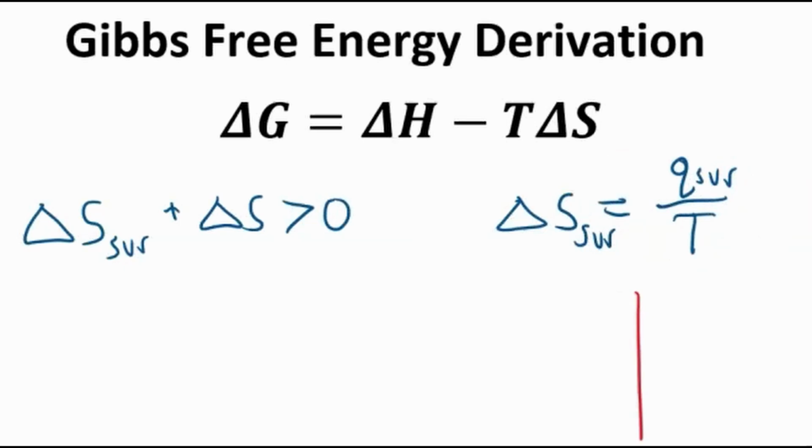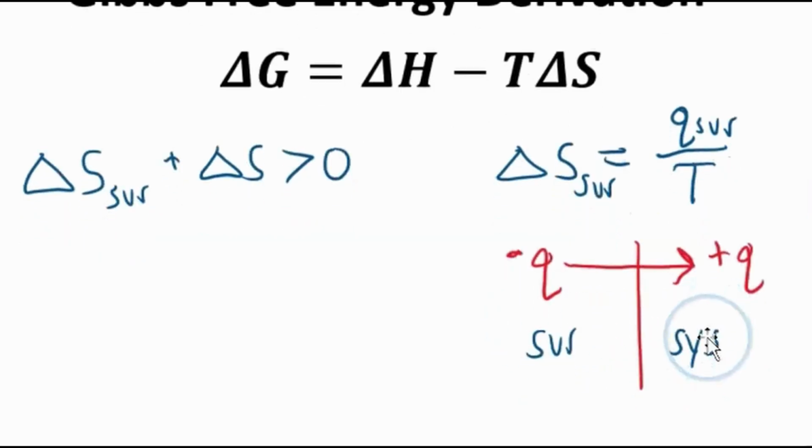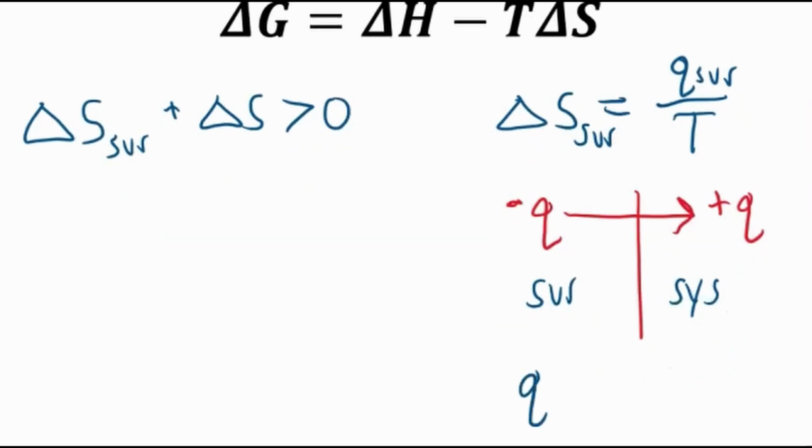So we're going to make this in terms of the system. To look at that, imagine we have the surroundings here and the system right here. If the surroundings lose energy as heat, so we have heat transfer from the surroundings to the system, well, what's lost by the surroundings is gained by the system. So if this is negative Q, then the system has to gain positive Q because we have heat transfer from the surroundings to the system. So we can say that the heat transfer of the surroundings is equal to negative the heat transfer of the system. And no subscript means it's for the system.